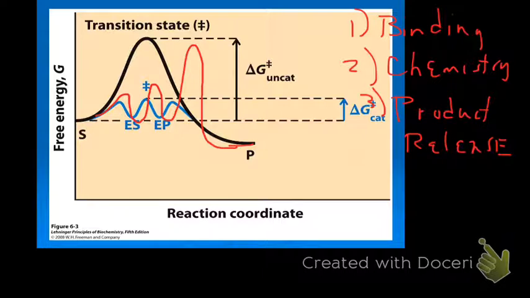It's not always product release. I just wanted to show one that was really, really obvious. And the reason why is going to be because in a moment we'll start talking about the way that enzymes work. Okay, so you always look to see what the biggest hill to climb is, because that will be your rate limiting step.